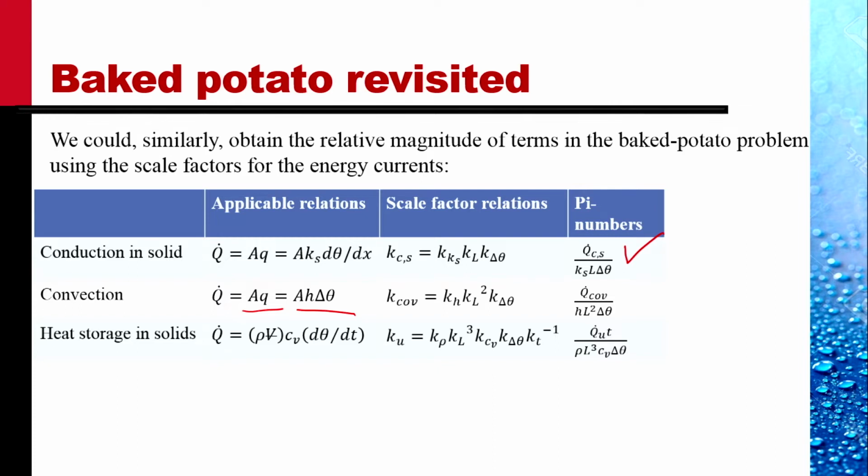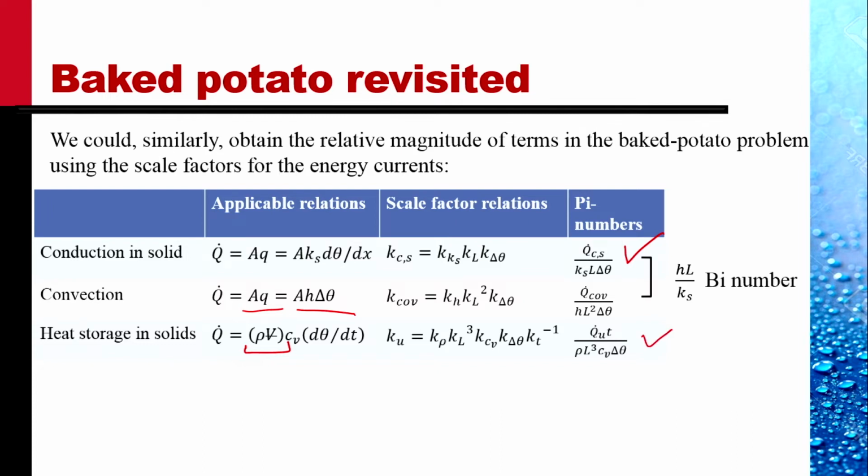The heat storage in solid is the mass, rho V, the volume, Cv the specific heat, and delta theta by delta t. And from this we get the scale factor relation as Ku is equal to K rho, KL cubed, KCv, K delta theta divided by Kt. And so this is the resulting pi number.